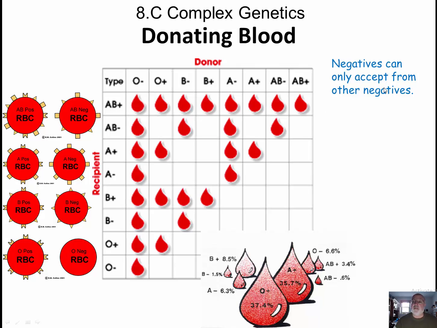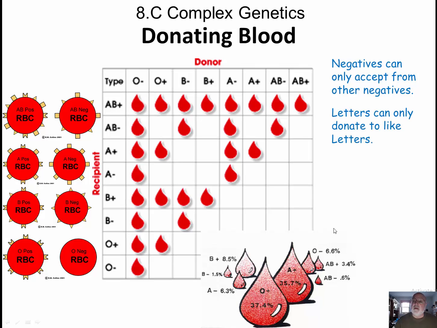Negative blood can only accept from other negatives, and if you take a look at the negatives, it gets less and less as we go down. O negative can only get blood from O negative, which is really bad. O negative makes up 6.6% of the population, so they're in need of O negative blood a whole lot. So if you do have O negative blood, you can probably donate it, and it would be well worth it to someone.